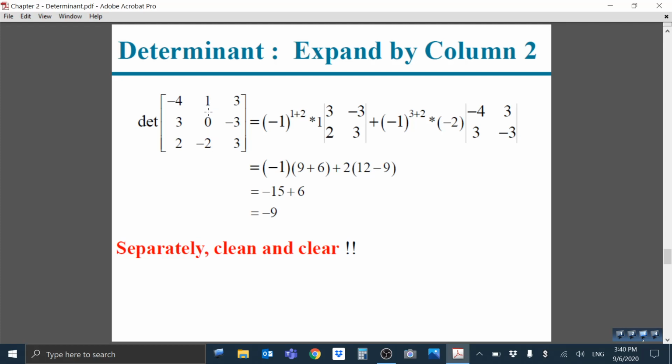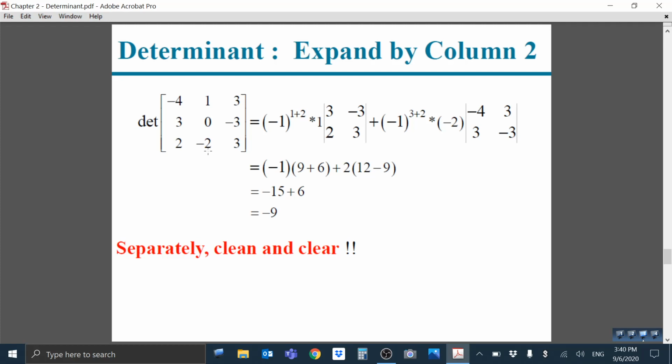So I have my entry with coordinates 1, 2. So it's negative 1 to the power 1 plus 2, times the entry 1, times the determinant of the matrix that I get by eliminating row 1 and column 2. So the matrix is 3, negative 3, 2, 3. Here we go. Then 0, but 0 I don't care, so I don't need to write anything.